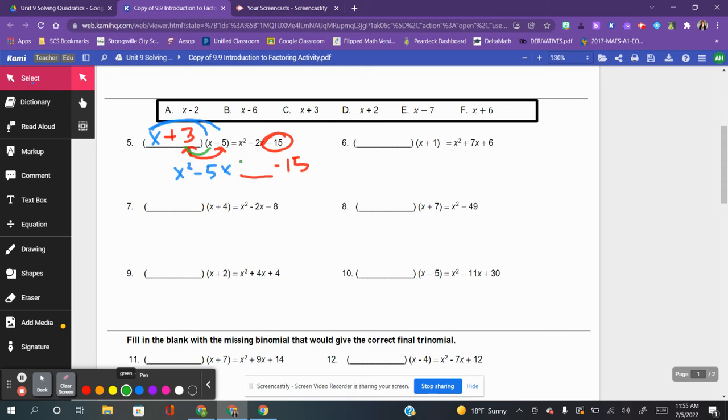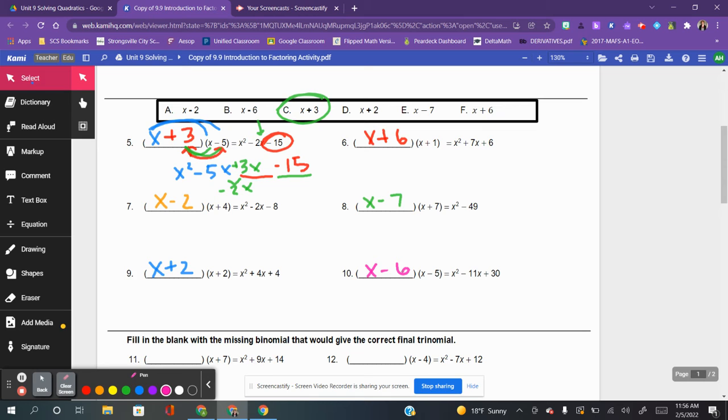3 times x gives me a 3x. 3 times negative 5 is negative 15. And if I add these two in the middle, I get negative 2x, and that matches. And so x plus 3 was my correct answer. All right, again, you have 5 remaining choices and 5 problems to figure out. And so I'm going to have you guys push pause on the video and see what you can do.